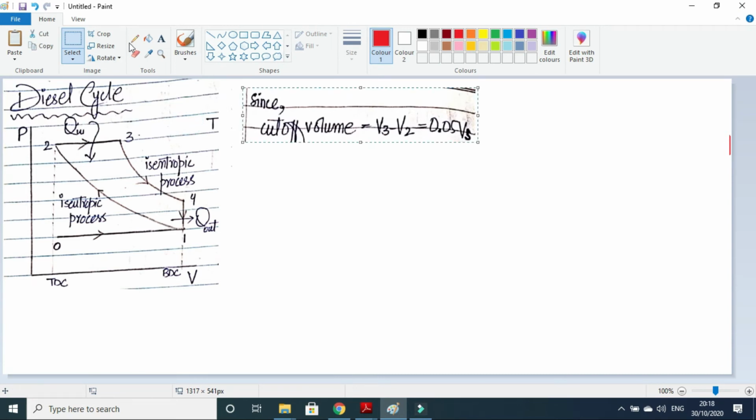Okay, so they are saying that fuel cutoff will occur at point 3 and fuel injection will be started at point 2. So at 2 fuel injection will be started, at 3 fuel cutoff will take place. So V3, the volume at point 3, will be equal to V2 plus something. If we need to know the volume at 3, it will be volume at 2 plus something.